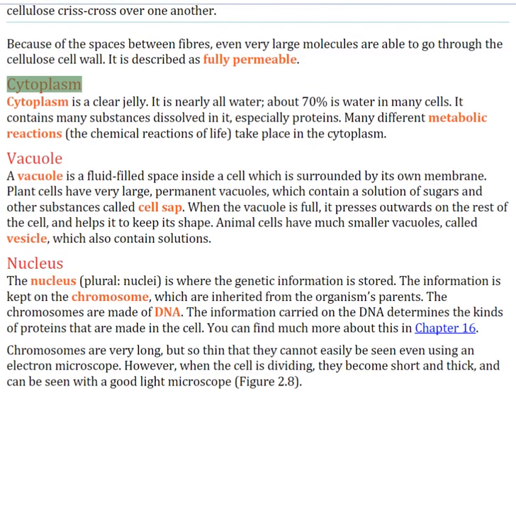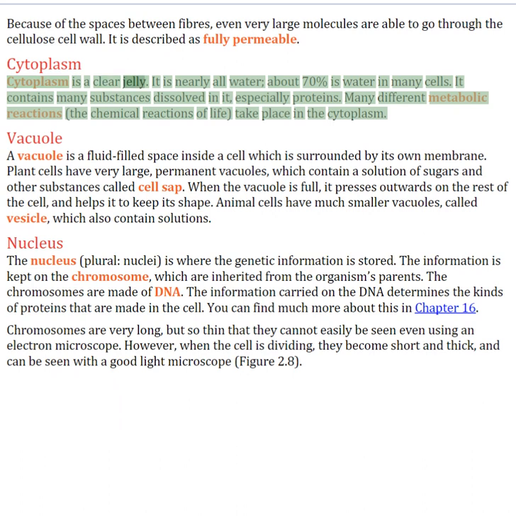Cytoplasm. Cytoplasm is a clear jelly. It is nearly all water. About 70% is water in many cells. It contains many substances dissolved in it, especially proteins. Many different metabolic reactions take place in the cytoplasm.